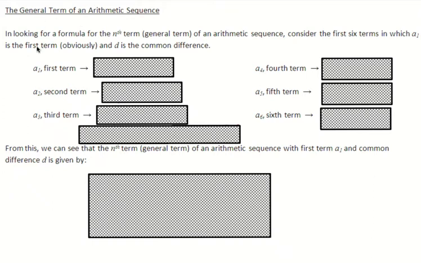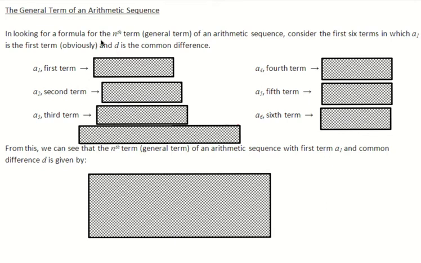But what if we wanted to investigate how to find any term in an arithmetic sequence? What if I wanted to jump ahead and find the 18th term, or the 58th term, or even the 108th term, or the 109th term, whatever. What if I just wanted to skip ahead? What if I knew the first term, a sub 1, and d, the common difference? What if I knew both of those?